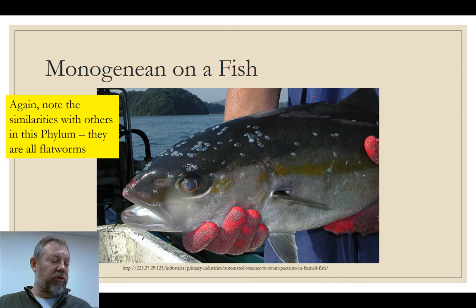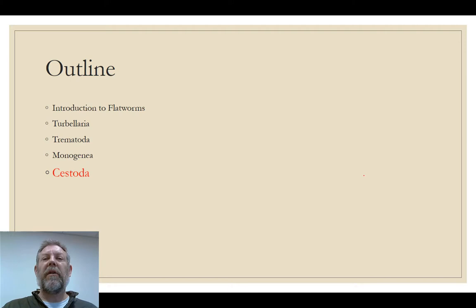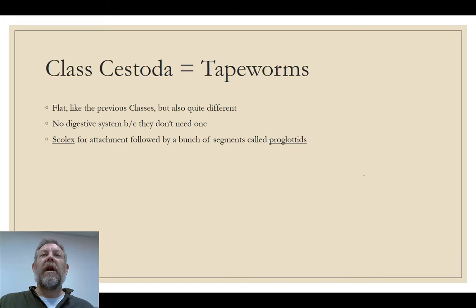Okay, last class we're going to talk about the cestoda. These are the tapeworms, all right? And so these are flat, just like the others, but they're also very unique. Again, these are endoparasites, but they are mostly endoparasites of the digestive system. And so they don't have their own digestive system. So you remember back to the planarian, and we showed how that digestive system was spread throughout the whole body, and it had a more complicated digestive system. The tapeworms don't need that because they're flat, they've got a lot of surface area, and they live in the digestive tract of their host, and so they can just absorb food right through their body wall.